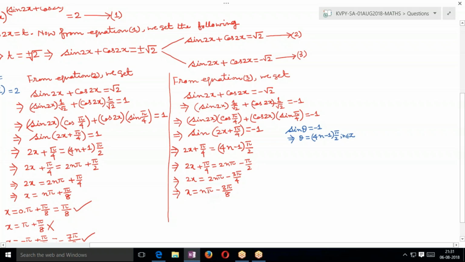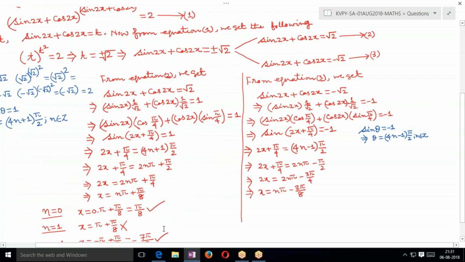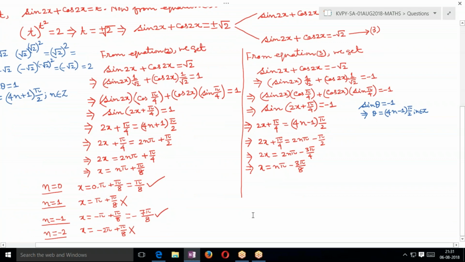So here also we'll first apply n equal to 0, the way we did for the previous one. You can have a look at the previous one, how we performed it. If we put n equal to 0 first, we get x is equal to minus 3 pi by 8, and minus 3 pi by 8 is obviously between minus pi to plus pi, so this is an acceptable solution. Then let's put n equal to 1. We get x is equal to pi minus 3 pi by 8, which is 5 pi by 8, in between minus pi to plus pi. This is an acceptable solution.